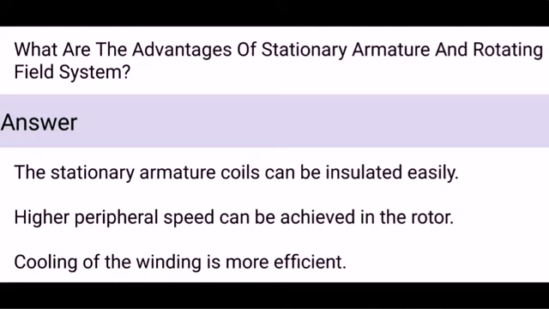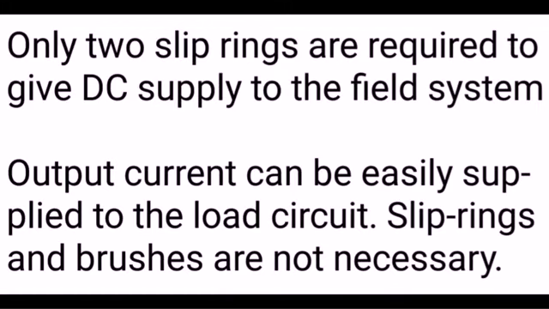What are the advantages of a stationary armature and rotating field system? The stationary armature coils can be insulated easily. Higher peripheral speed can be achieved in the rotor. Cooling of the winding is more efficient. Only two slip rings are required to give DC supply to the field system. Output current can be easily supplied to the load circuit. Slip rings and brushes are not necessary.